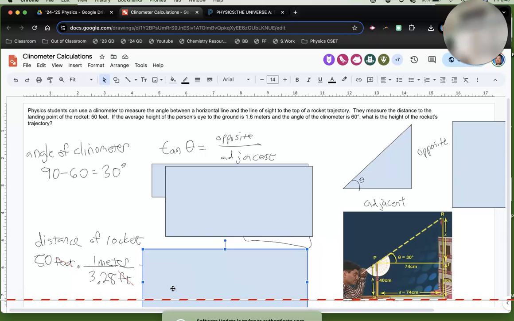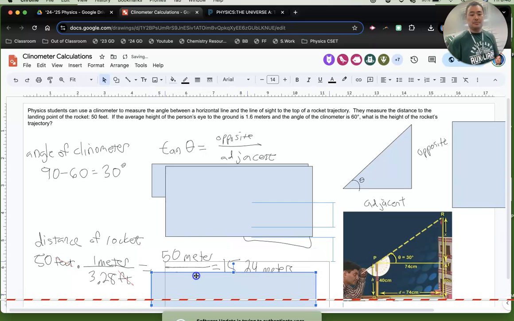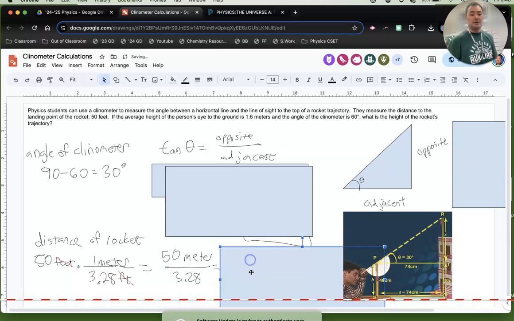You can cancel out your like terms. So we did this maybe 3 weeks ago when we converted kilometers per hour to meters per second. But this is just one unit that we're converting. So cancel out your feet, and you get the value 50 meters over 3.28. And when you divide that, you get a value.